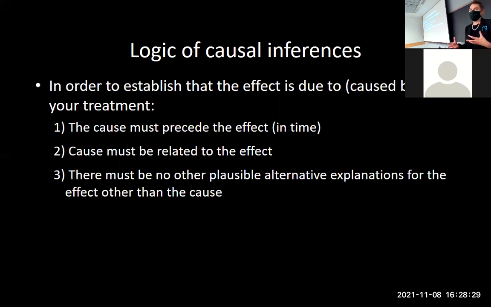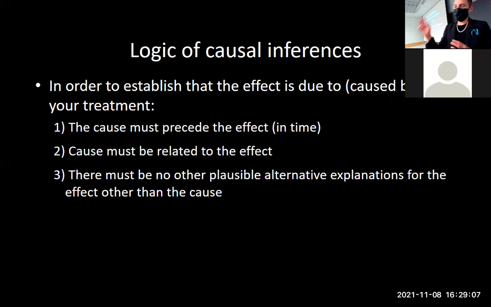So in order to establish a causal inference and establish that the effect that you're looking at was actually caused by the thing that you think it was caused by, we have three things that have to happen. First, the cause has to come first in time. I have to do the thing, do the cause, and then see the effect. Second, the cause has to be related to the effect. And then third, there must be no other plausible alternative explanations for the effect other than the cause.